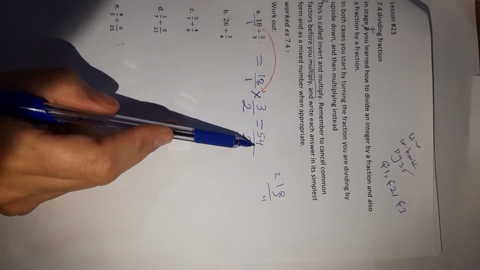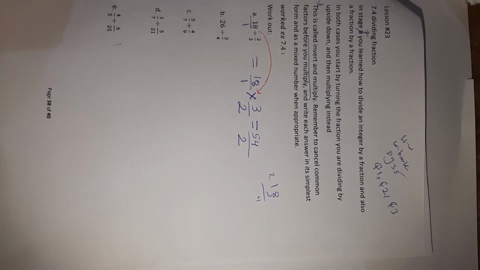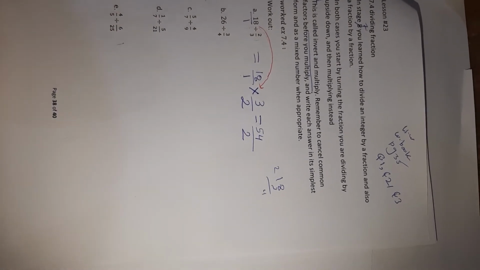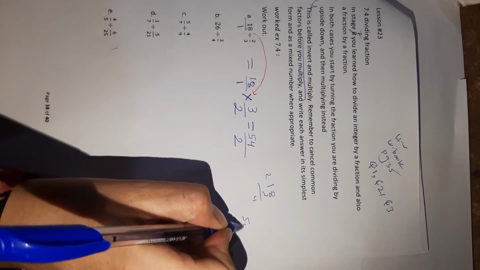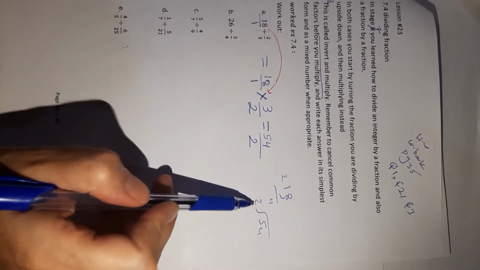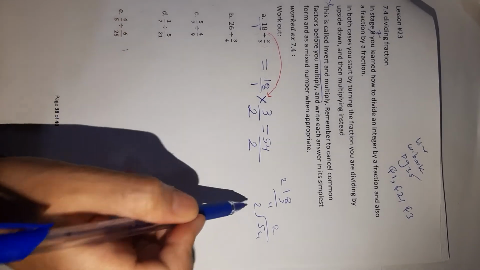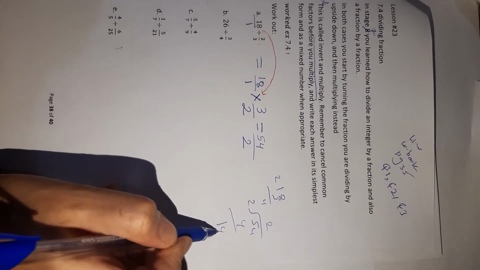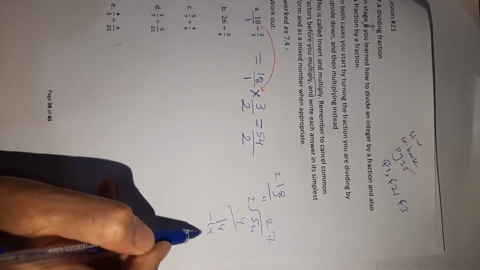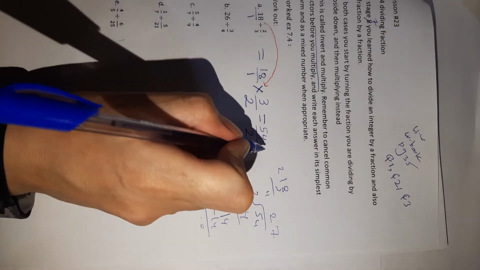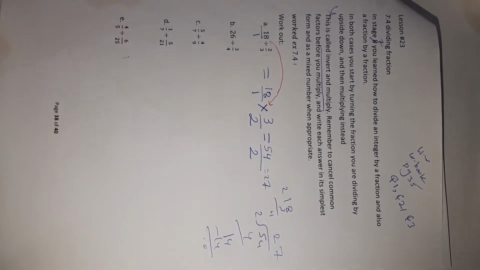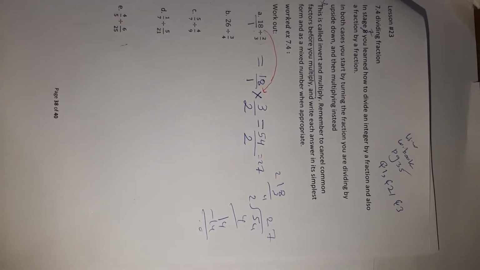Now here 54 divided by 2, you can use long division to divide it. 54 divided by 2: 5 divided by 2 is 2, 2 times 2 is 4, then 14 divided by 2 is 7. Okay, so this is 27. So here the final answer is 27.